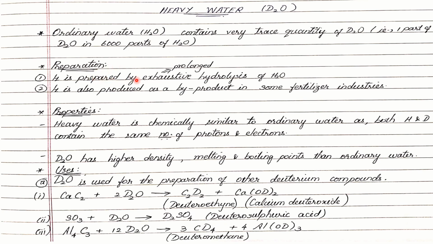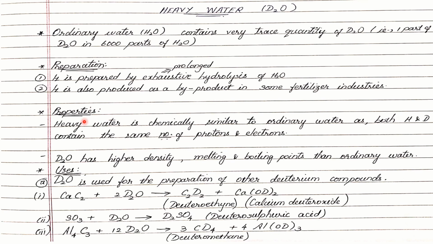It is prepared by exhaustive hydrolysis of water. Exhaustive in the sense that if you carry out the hydrolysis of water for a prolonged time period until only a small volume of water remains, then almost pure heavy water would be obtained. In India, heavy water is manufactured at Bhabha Atomic Research Centre, Trombay in Mumbai by electrolysis of ordinary water. Secondly, heavy water is also produced as a byproduct in some fertilizer industries.